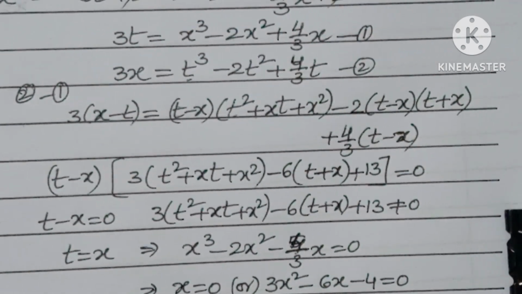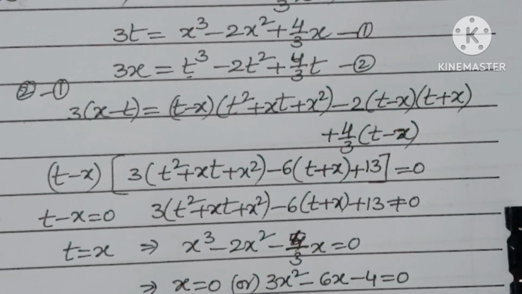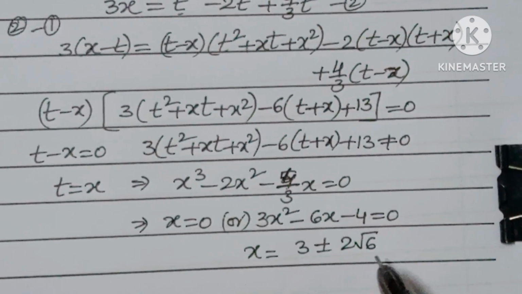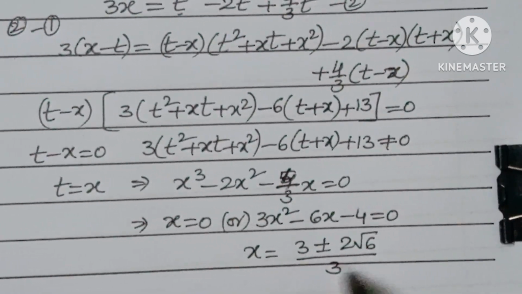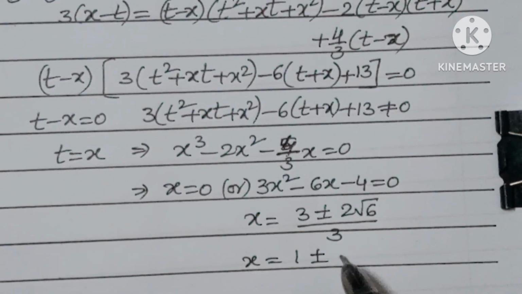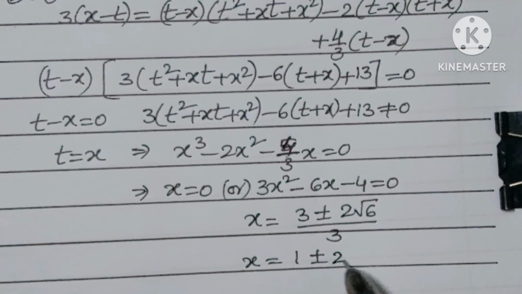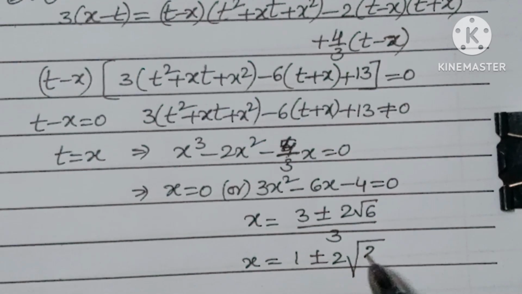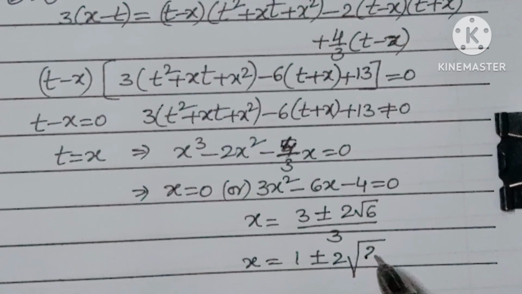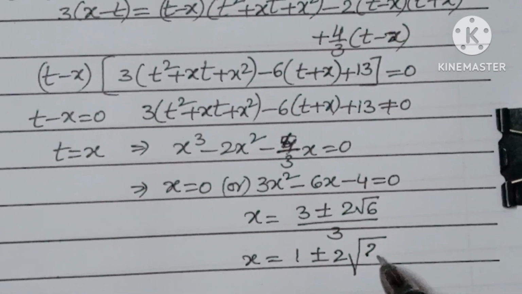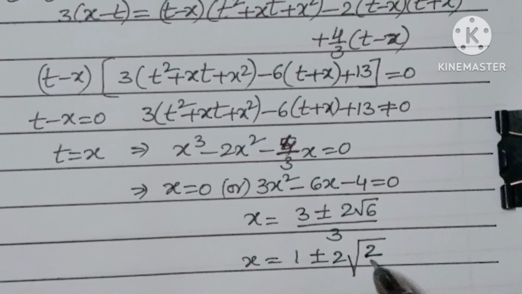So here x is equal to 3 plus or minus 2 root 6 by 3. Further, you can write x is equal to 1 plus or minus 2 into root 2 by 3, since root 6 you can write as root 2 by 3.